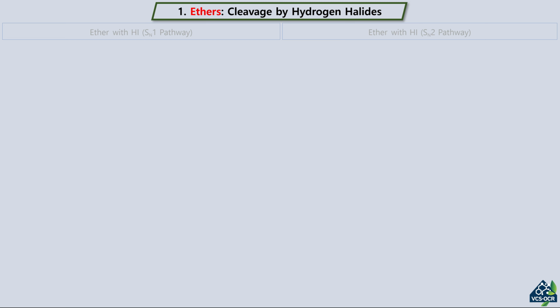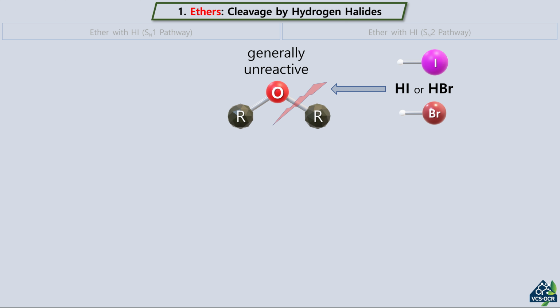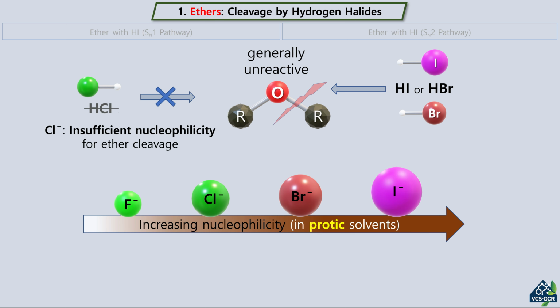Section 1. Ethers. Cleavage by hydrogen halides. Ethers are generally unreactive, so their cleavage requires strong acids like HI or HBr. These reagents are particularly effective because iodide and bromide ions are powerful nucleophiles in protic environments, whereas chloride is generally less reactive toward ether cleavage.